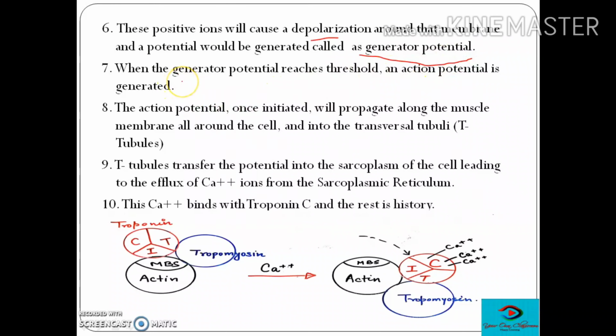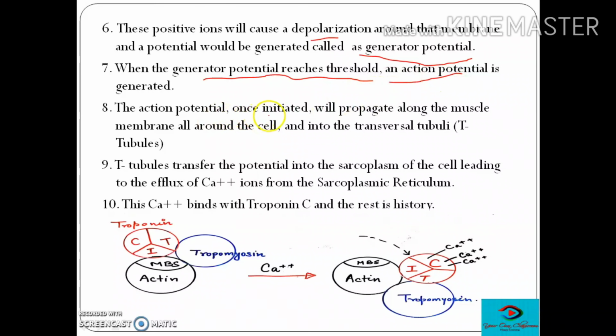And when a large number of acetylcholine molecules bind to a large number of acetylcholine receptors, it results in a greater amount of generator potential, and when generator potential reaches a threshold value, then an action potential is generated.